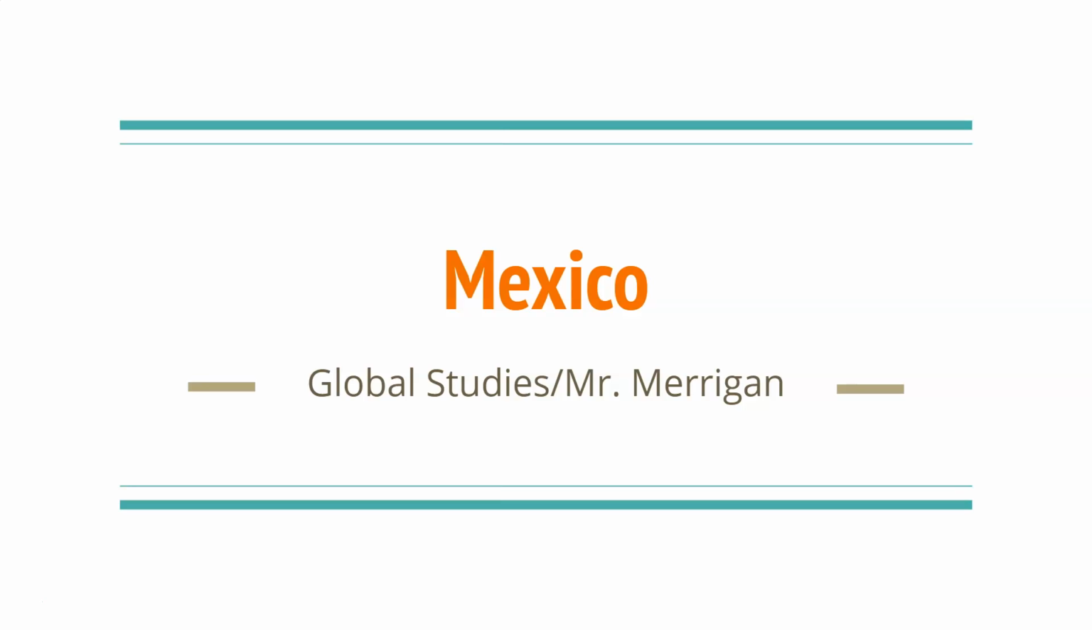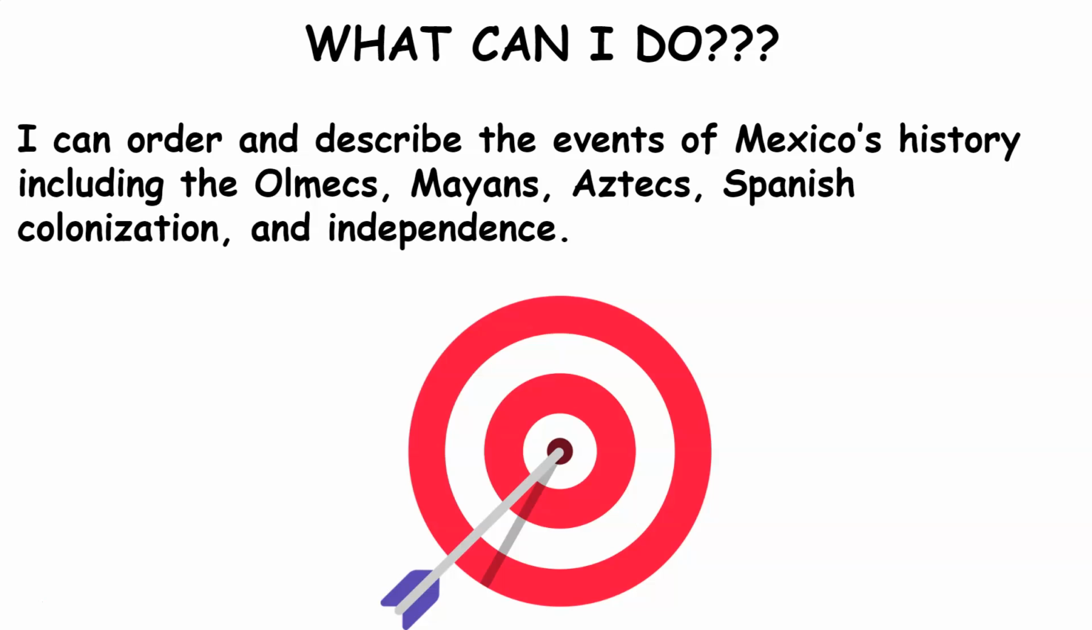We are going to continue our discussion on Mexico today. We are going to look today at a little bit more of the history of Mexico. As far as our learning target, we're going to be able to order. So, yes, I'm going to want you to understand, especially for my students, the order in which these civilizations occurred, and then describe, of course, the events that take place in Mexico's history.